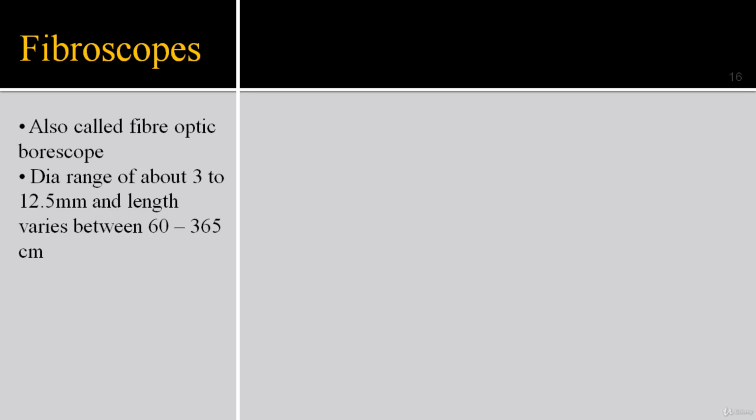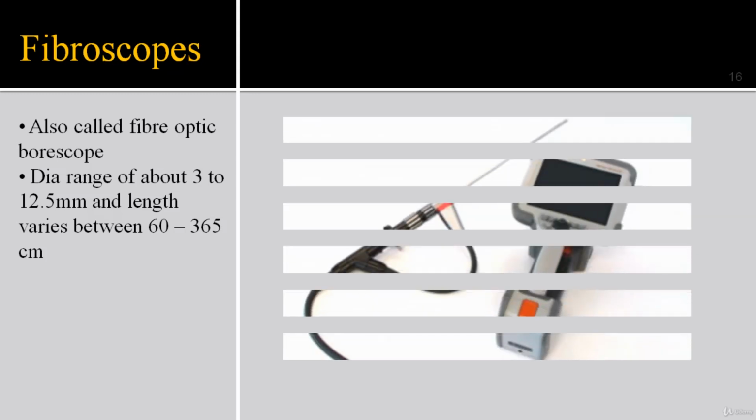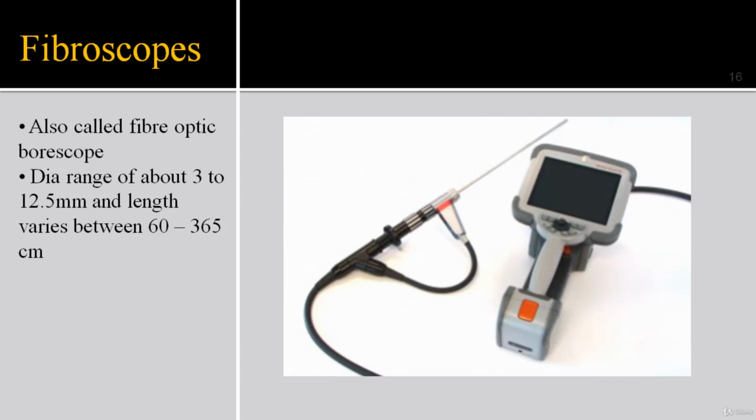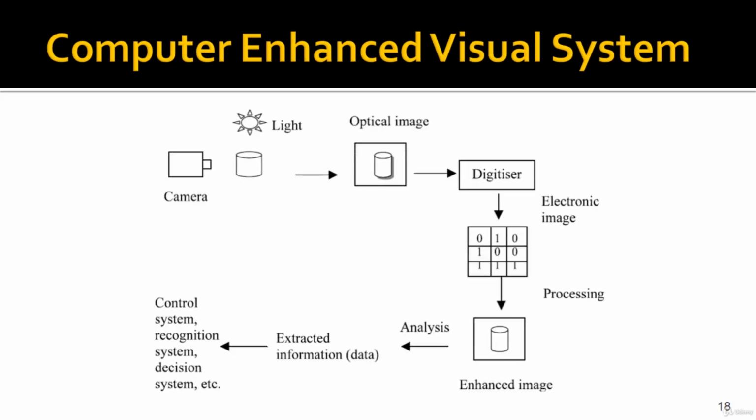Fibroscopes are also used, also called fiber optic borescopes. The range is about 3 to 12.5 mm. Length varies between 60 to 365 centimeters. So you can see here how the fibroscope works. We use CCTV also. Sometimes we use a computer enhanced visual system. You can see here the camera, from which light goes on, the optical image is optimized, digitalized, then processed, then the analysis and control system, and the recognition system, how it is looking.